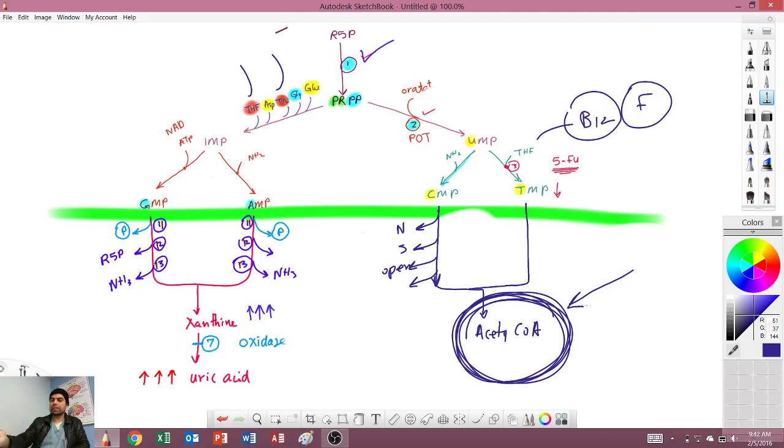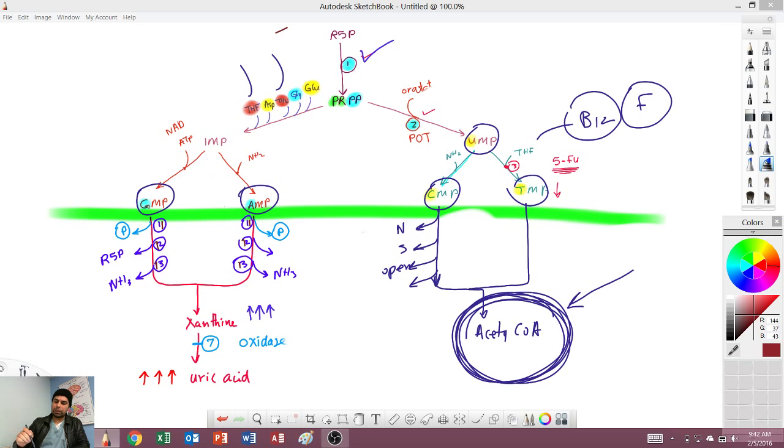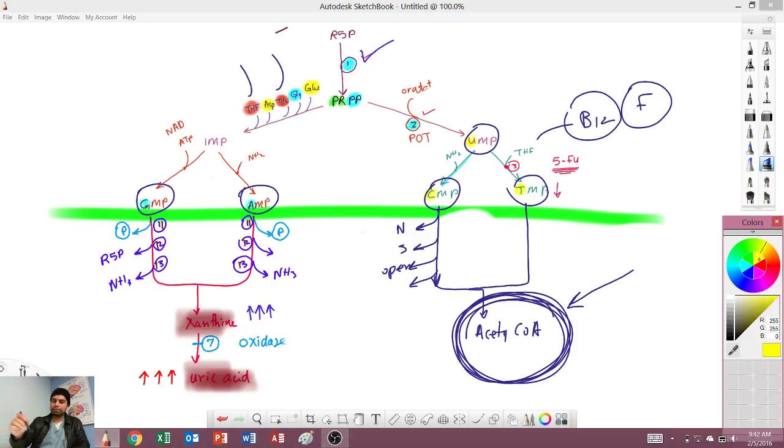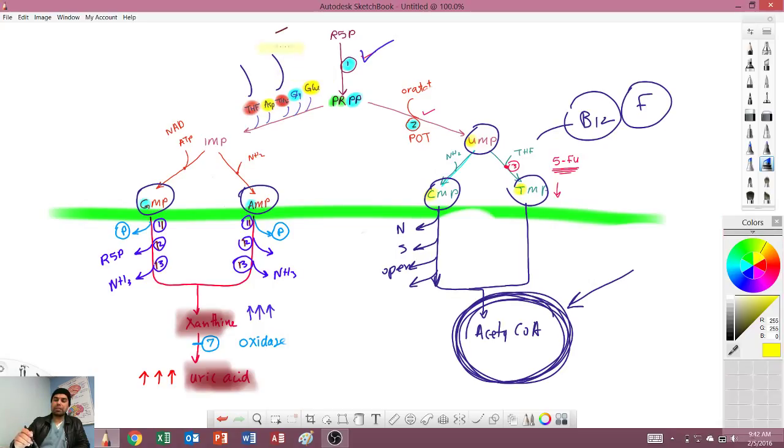So the idea of this cycle was for you to learn, number one, how nucleotides are made. How do you make nucleotides? That's one thing. And the second thing is, how do you break nucleotides? Well, at least one of them is xanthine and uric acid. This is important. The other one I wouldn't care for. Okay. But in nucleotide synthesis, there's amino acid involved, and tetrahydrofolate and B12 are involved. So nucleotide synthesis depends on folate, on B12, and on amino acids.